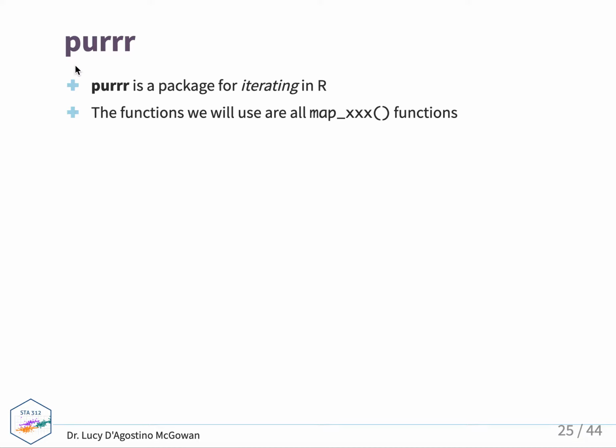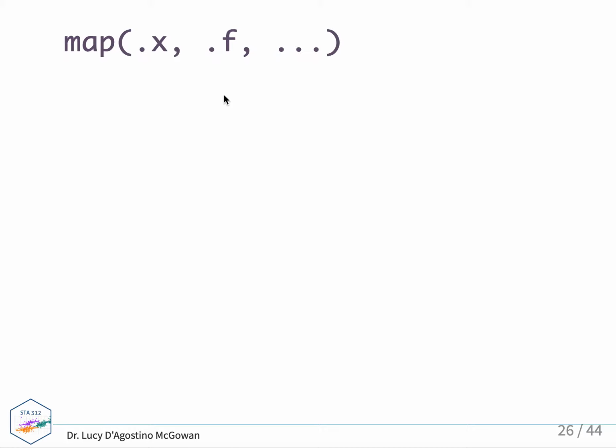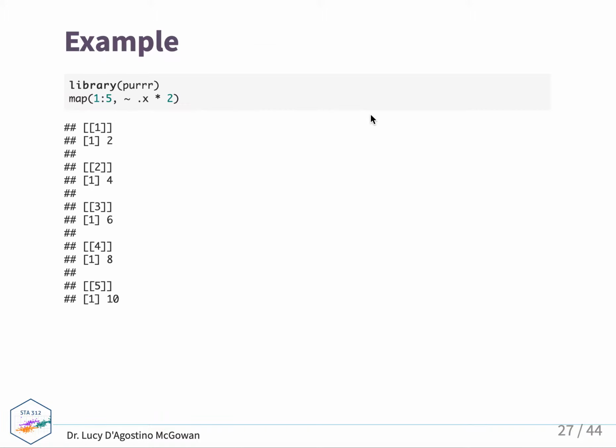purrr is a package for iterating in R, and the functions that we're going to use are all of the form map_something. This is what it means: you map over .x, and the function you apply to that is .f. For every element of .x, do .f. So here's an example. I've called the purrr library, and I'm going to map the numbers 1 to 5, and the function I'm going to apply is to multiply .x, the 1 to 5, by 2.